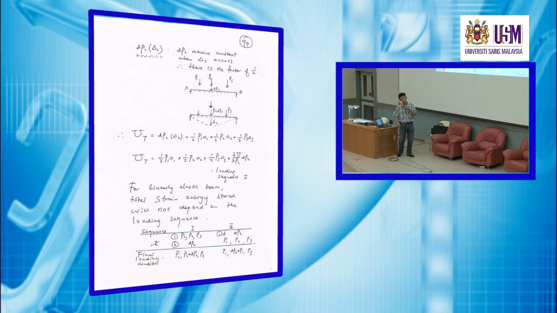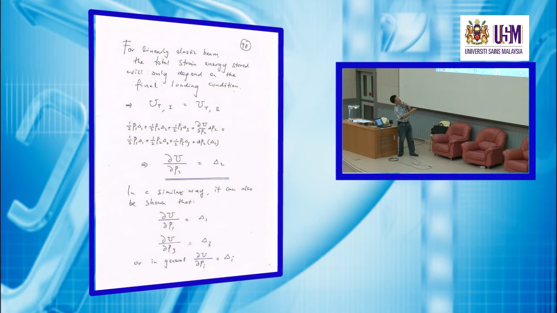So finally we compare this. This one is sequence number one, and this is sequence number two, different load sequences, but the final loading condition is the same. If you are talking of linear elastic structures, the energy stored does not depend on the sequence. It only depends on the actual loading acting. So this is equal to this, and then you make them equal. This one and this one cancel each other, so you are left with only this equal to that. Then finally we get the proof.